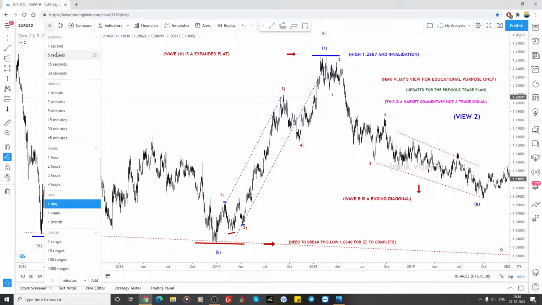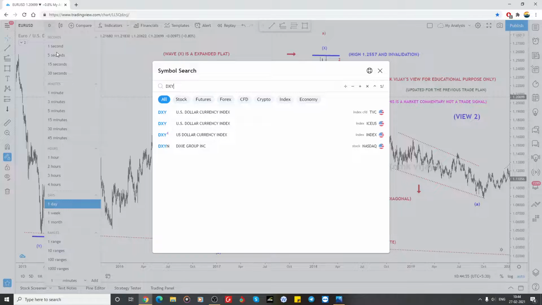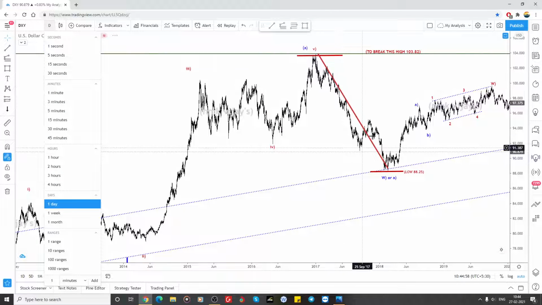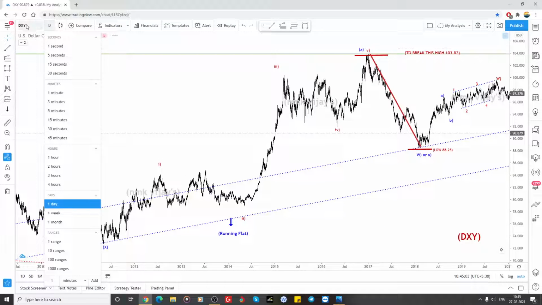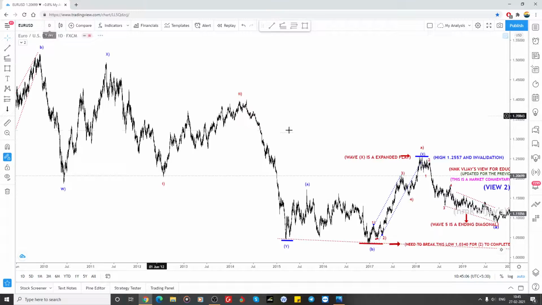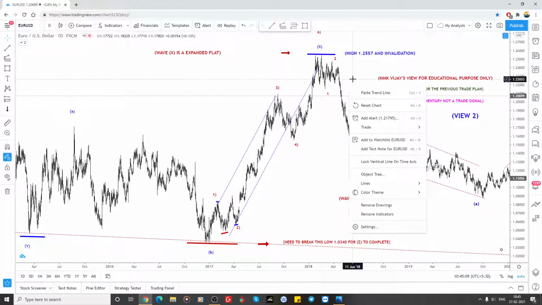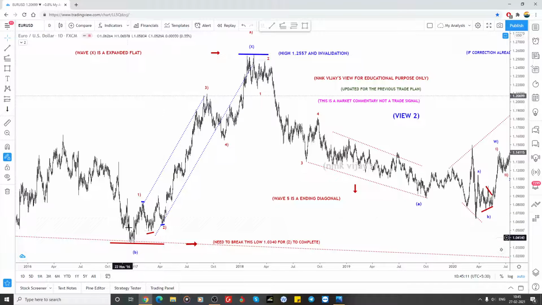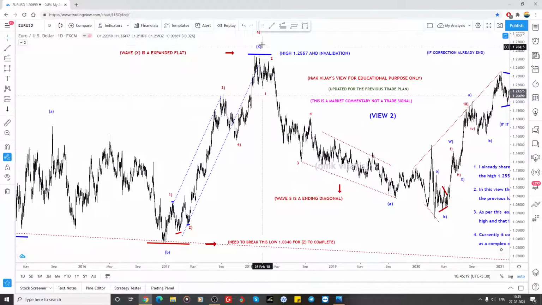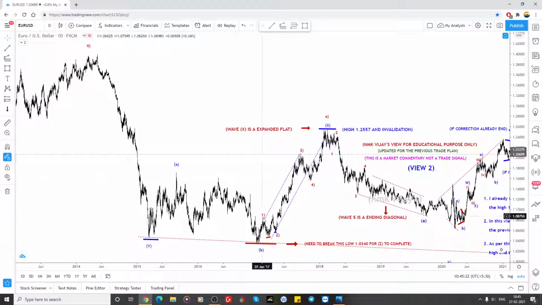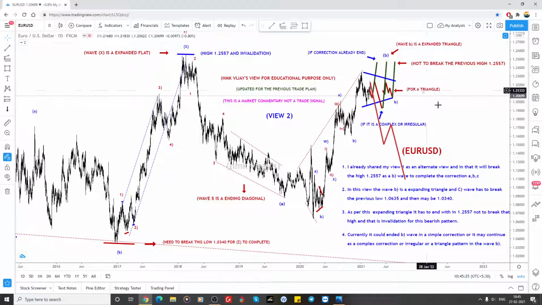And in DXY, it's not clearly seen here. So whether this is a B and C is a W, X, A, B, C is a Y, and whether this is again a three-wave structure, and here it could be an X wave of a triangle, what I said in that DXY, and it can break this low.